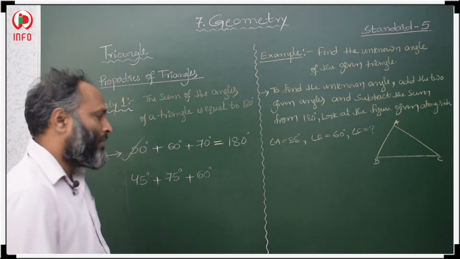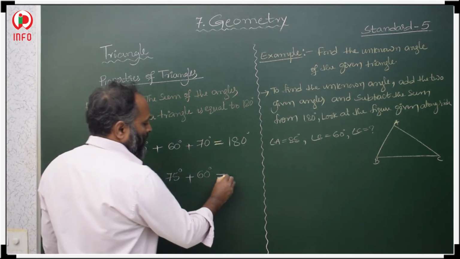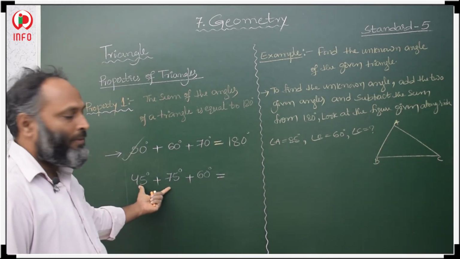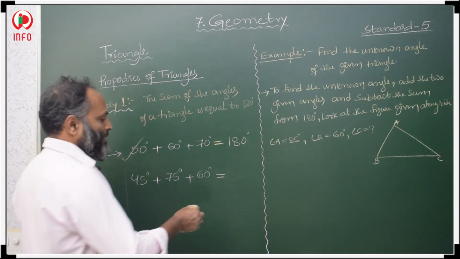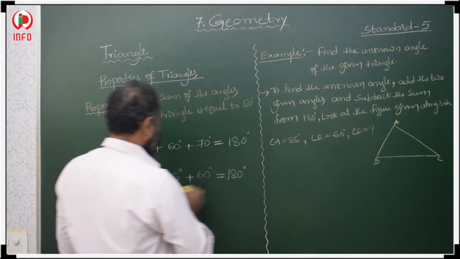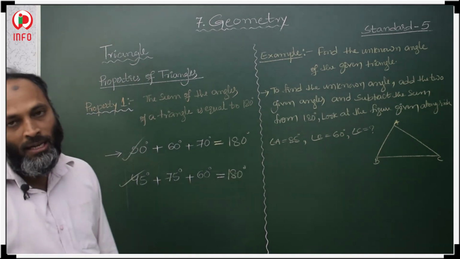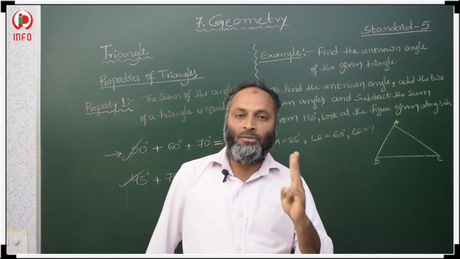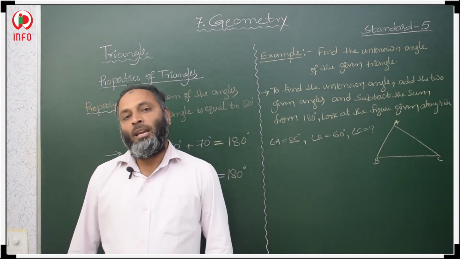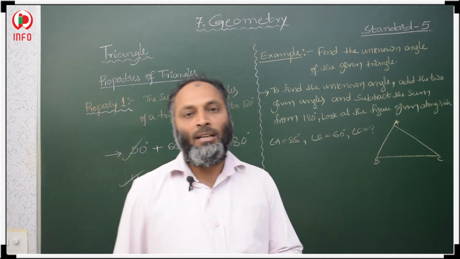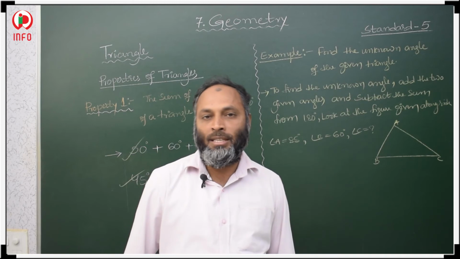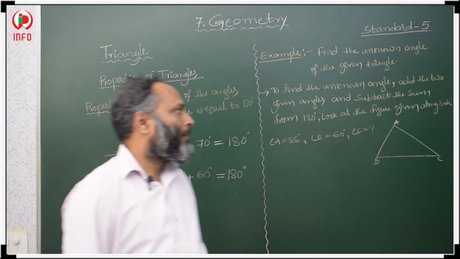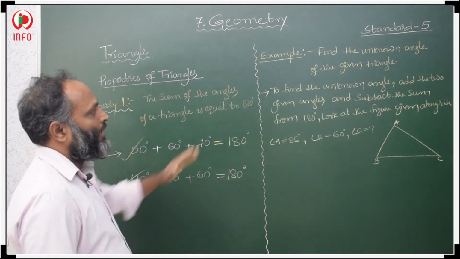Now the second one. Add these 3 angles: 45 plus 75 is 120, 120 plus 60 is 180. Here also the sum of the 3 angles is 180 degrees, so these 3 angles are the angles of a triangle. So what is the first property? In a triangle, the sum of the 3 angles is always equal to 180 degrees. If the sum of 3 angles is equal to 180 degrees, then those are the angles of a triangle.